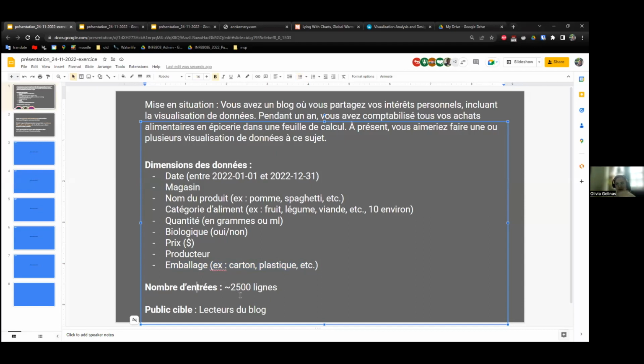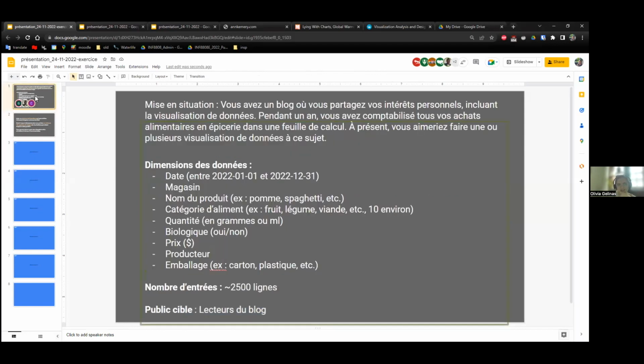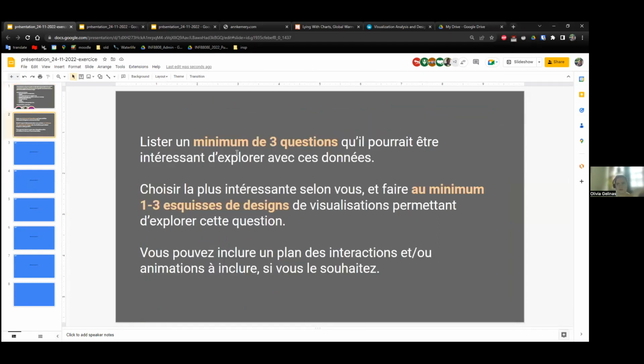And you have about 2,500 lines, and that's pretty important for the follow-up. And the target audience are the readers of your blog. So your family who are interested in the science of data, or people on the web in general. So the task that you want to do is to design what you're going to place on your blog. What are you going to post in terms of your data collection?